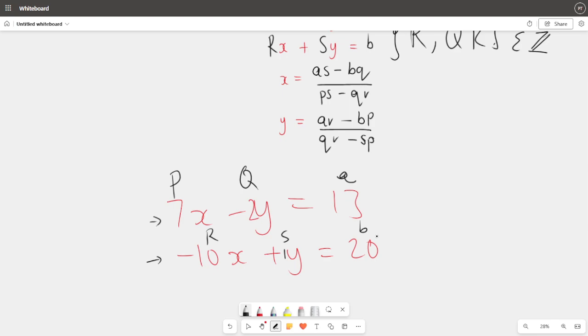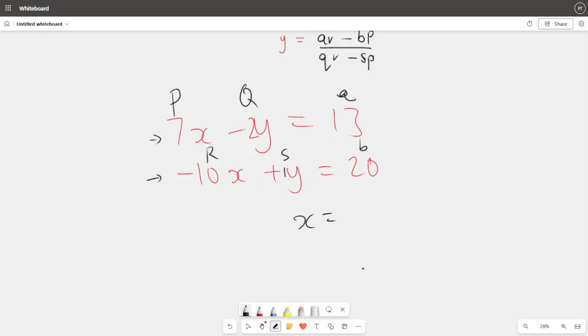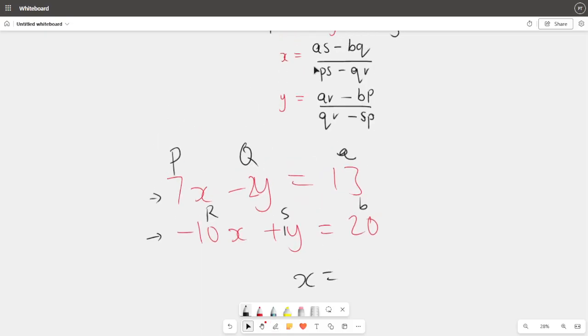Now, if you directly just press those numbers, which is one thing that I want us to do right now, the value of x is given as a multiplied by s, minus b times q. So the value of a in here is 13, right? So we're going to say 13 multiplied by the value of s, which is 1. Then minus the value of b, which here is 20. So we're going to say minus 20 into the value of q.